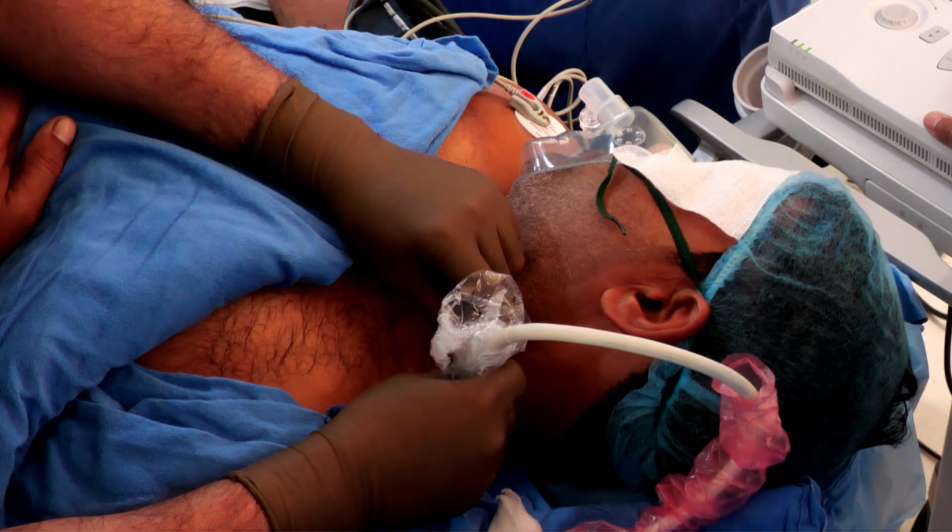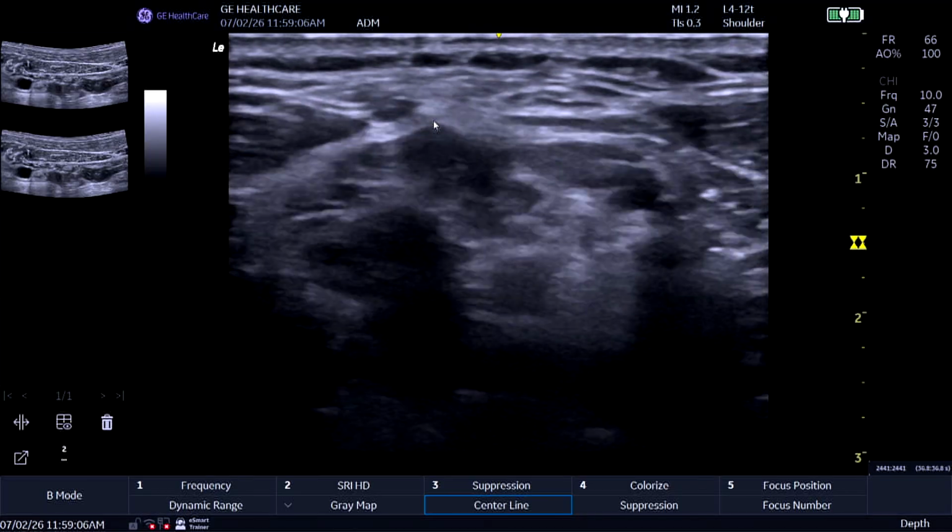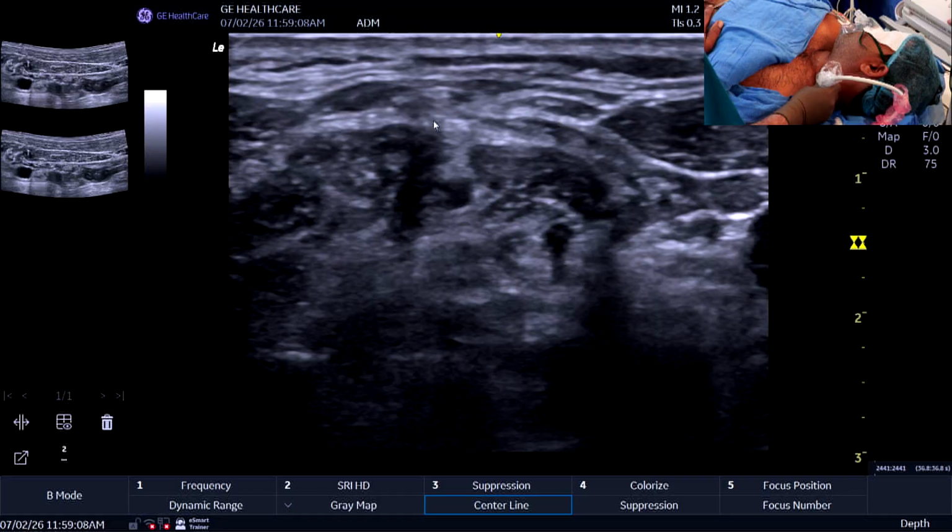Can we have the ultrasound screen? There's no ultrasound screen? Yeah, we are able to see, sir.